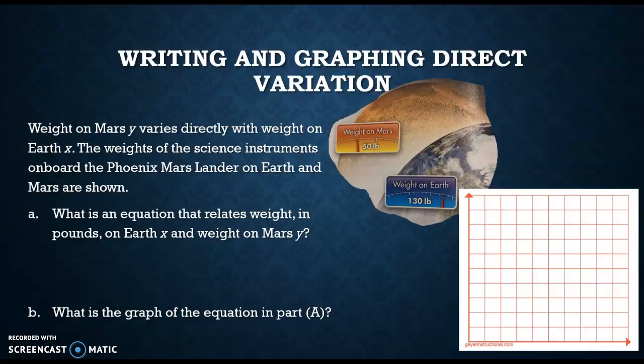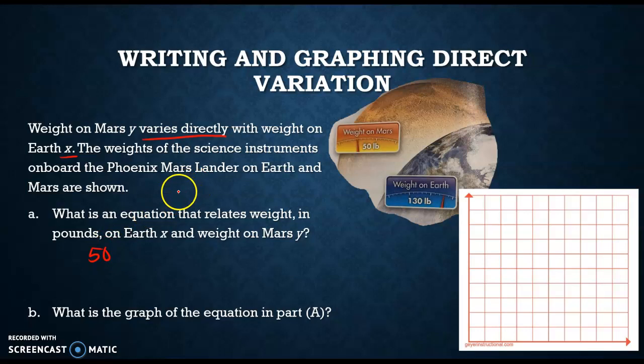Last example, writing and graphing direct variation. So weight on Mars, y, varies directly. So I know that Mars is the one that is going to be in my place for y, with the weight on Earth, that's my x. The weights of the science instruments on board the Phoenix Mars lander on Earth and Mars are shown. So their weight on Mars was 50 pounds. That is our y, because Mars varies directly with Earth.